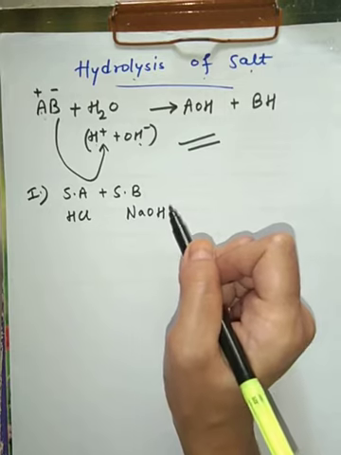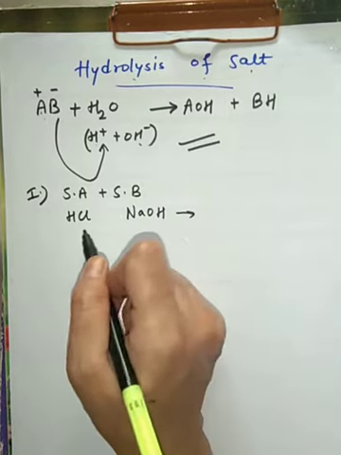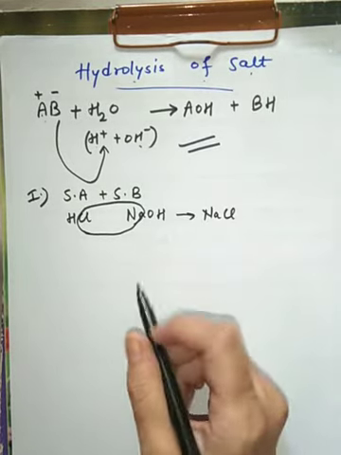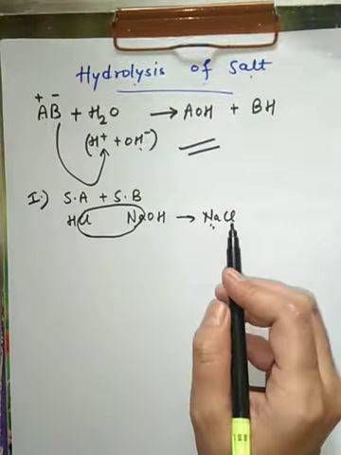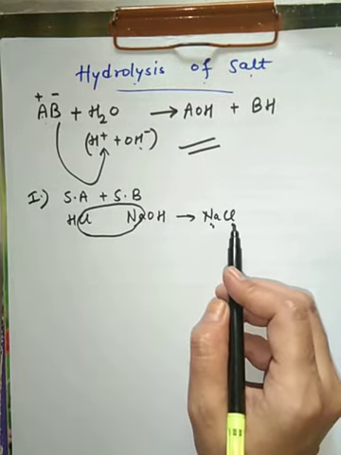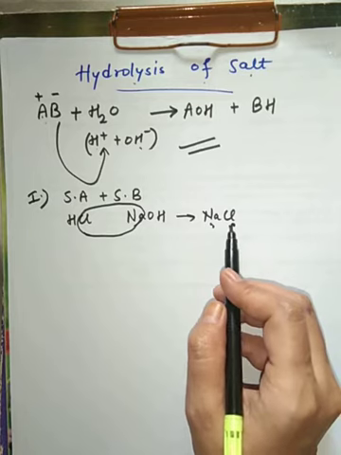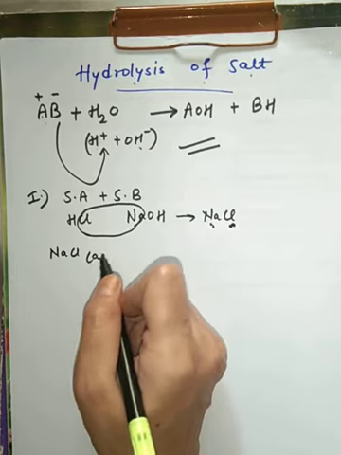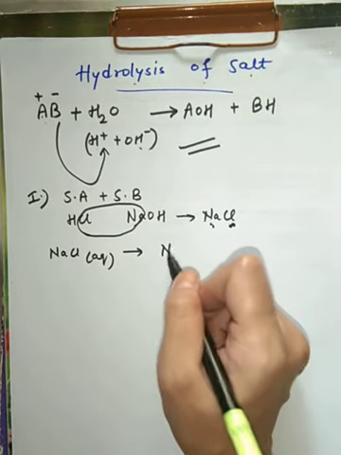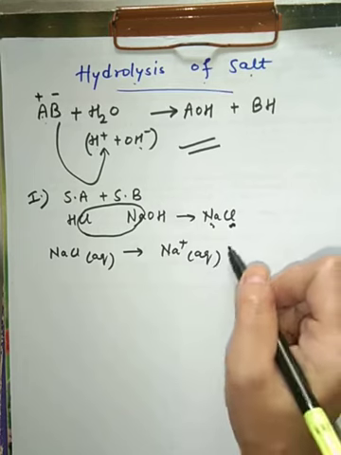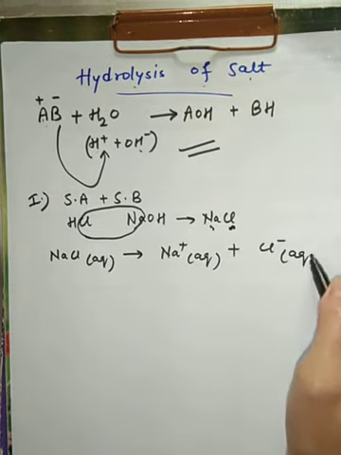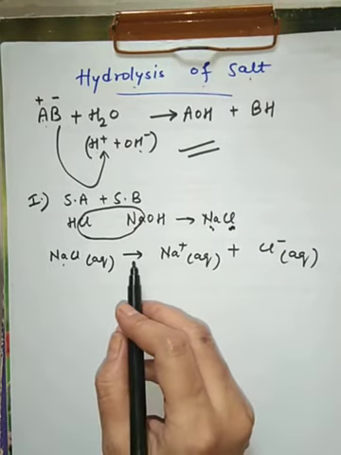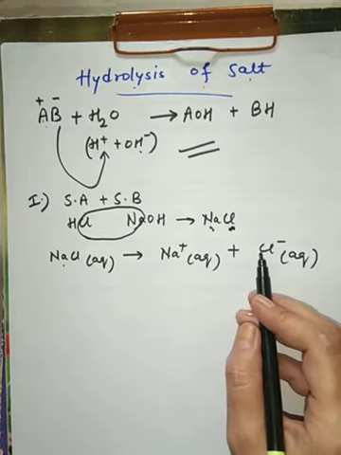And if these two combine, you will get what salt? NaCl. So the example of the salt which is of the first type, strong acid and strong base, is NaCl. Let us do hydrolysis of NaCl, the first type of the salt. If this is dissolved in water, it will dissociate first of all to Na plus cation and Cl minus anion. Salt, whichever type it is, is always a strong electrolyte, so single arrow. You are getting this cation and this anion.